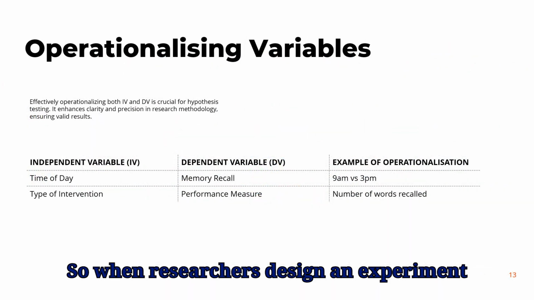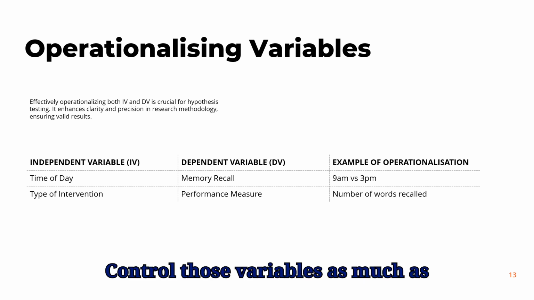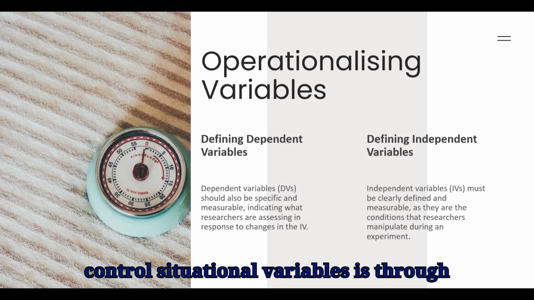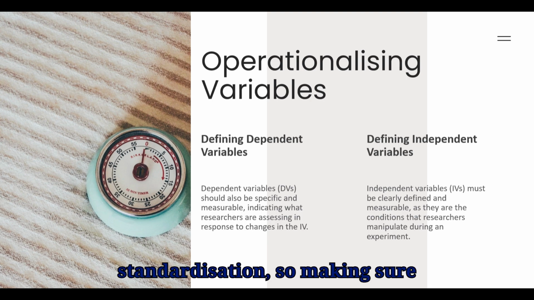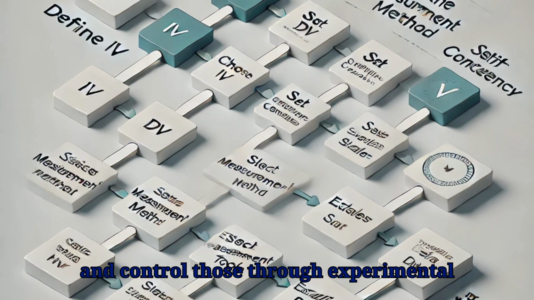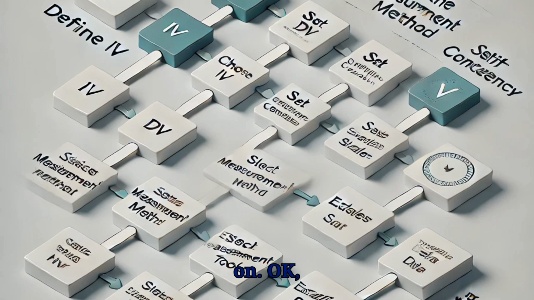So when researchers design an experiment, what they need to do is try and control those variables as much as possible. One of the main ways we control situational variables is through standardization. So making sure everything's exactly the same for every participant. So if there is an effect, it's affected everyone in the same way. Individual differences are a little bit more complicated to control, and we try and control those through experimental design, which I'll talk about a bit later on.